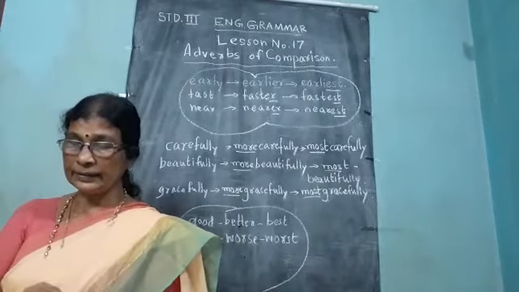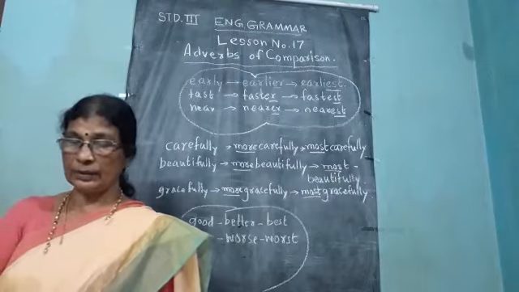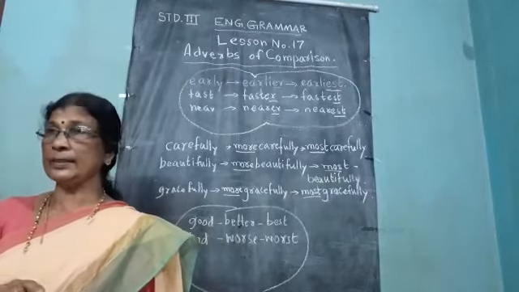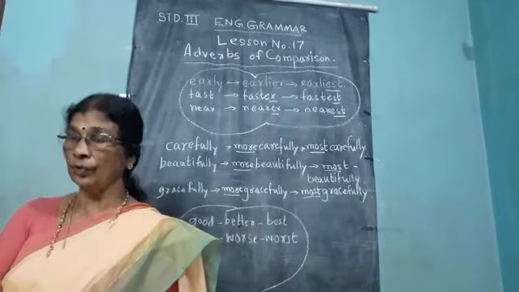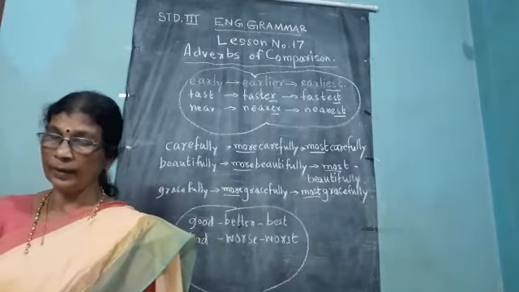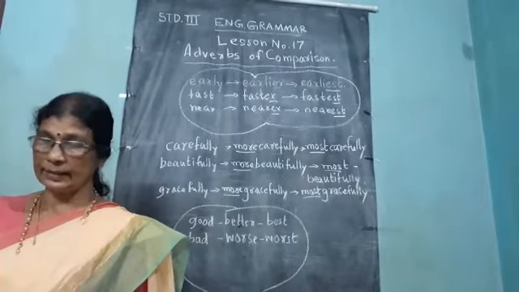Karishma finished the sum more quickly than Asha did. There what? Quickly. That is a syllable word. So you add more there. Before quickly you add more. Karishma finished the sum more quickly than Asha did.